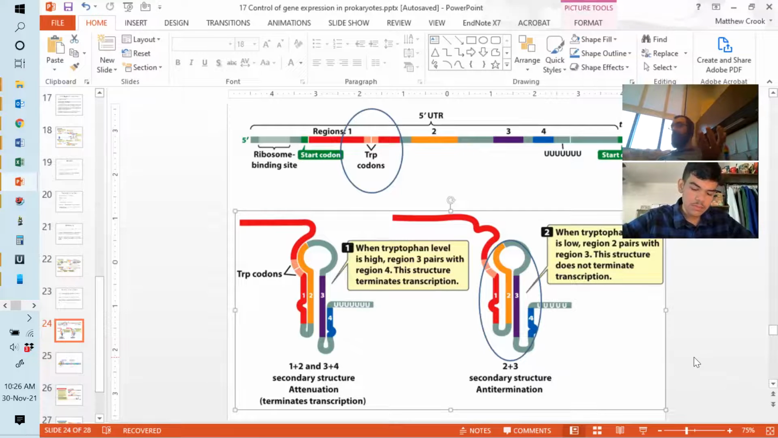Now we get transcription of the structural genes. We get tryptophan being made. So tryptophan levels start increasing again. So we still have transcription occurring of the leader region and then translation occurring of the leader region. Now we have tryptophan around, enough at least, for translation of the leader region. So what's going to happen now in terms of translation of the leader region?